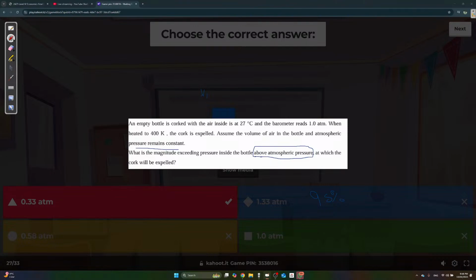So you do, assume that the volume remains constant. The volume is constant, right? So you're going to do P1 over T1 is equal to P2 over T2. Once you substitute the values, you're going to get that P2 is equal to 1.33 atmosphere. So you might ask me, Walid, why is this wrong? Because they said above atmospheric pressure. So it's above 1. So how much above 1 is 1.33? You subtract that, and you get 0.33 atmosphere. Okay? Please do not make this mistake tomorrow, and I hope you all get it correct.